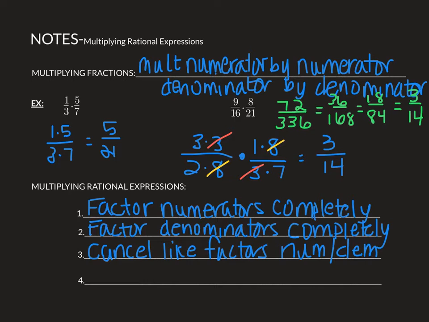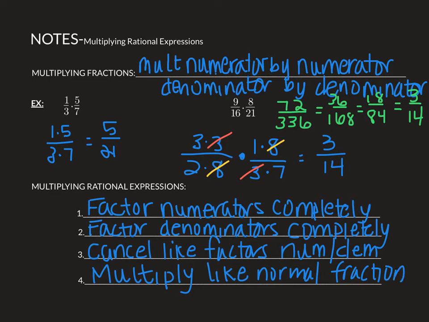And then, fourth step, this is the easiest one. We're going to multiply like normal fractions. What does that mean? Well, it means that we are going to multiply numerator by numerator and denominator by denominator. Okay, so let's try a couple problems.